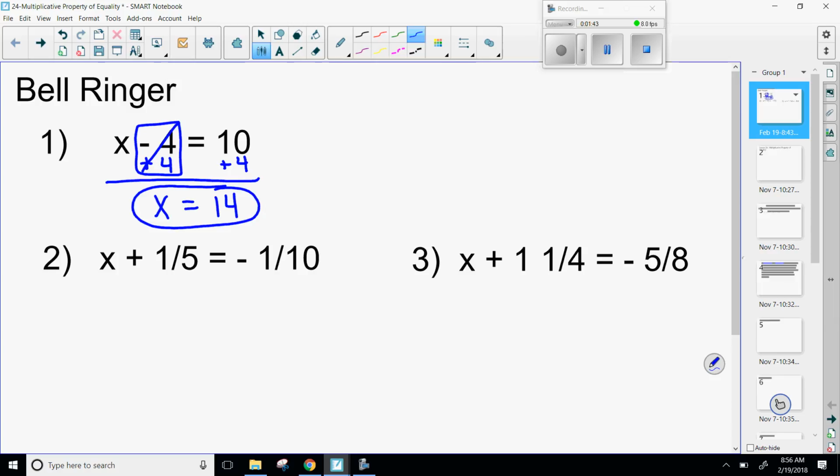So if I look at the next problem, what are you doing to X in the problem? Adding 1/5. How do you get rid of it or move it over to the other side? You subtract 1/5. If you subtract 1/5 from one side, you have to do the same thing to the other side. Now the question comes into play on how do you add or subtract fractions.